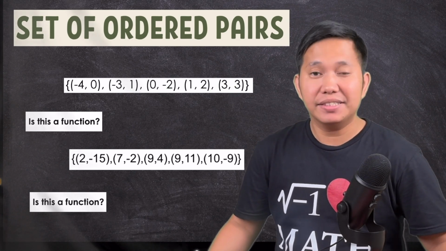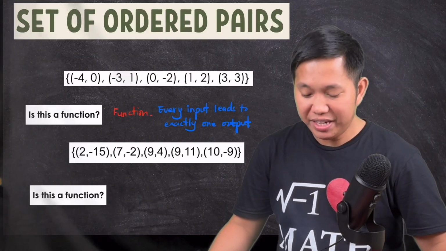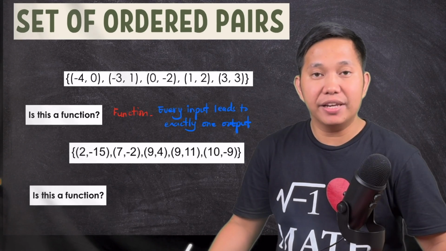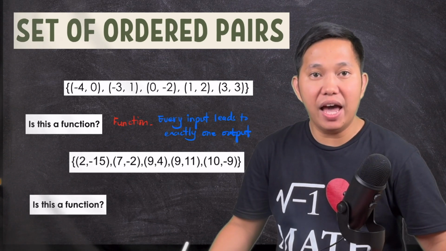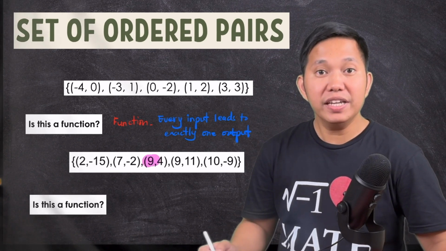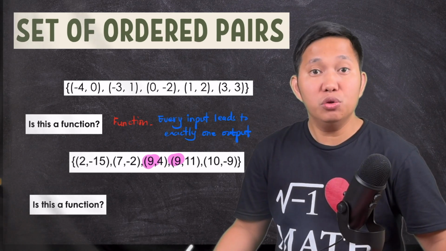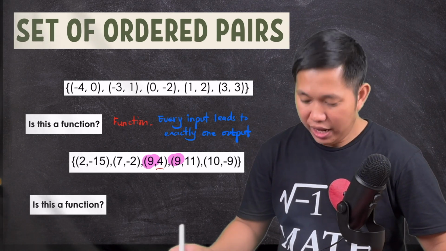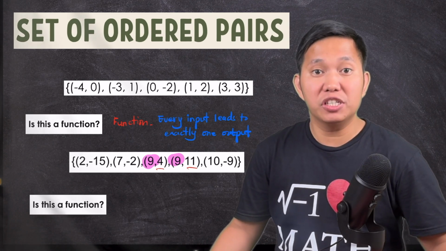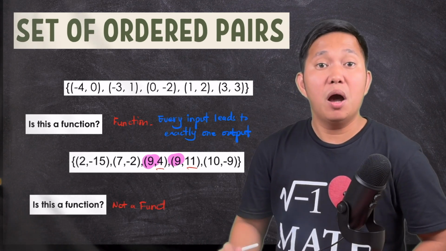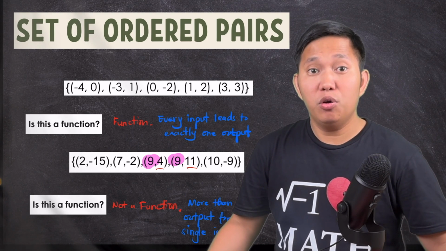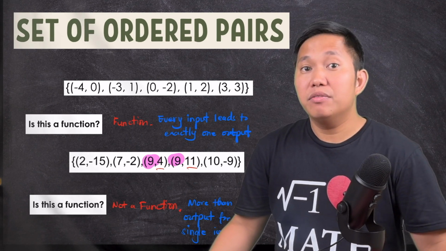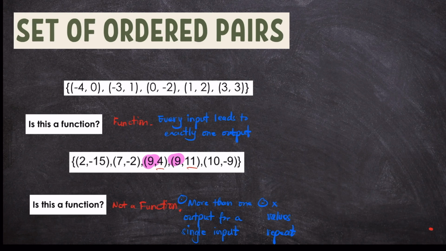How about the set containing the ordered pairs (2, -15), (7, -2), (9, 4), (9, 11), (10, -9)? Is this a function? We can see that the input 9 has 2 different outputs, 4 and 11. Hence, this relation is not a function, since there is more than one output for the input 9. Using this example, we can also use the idea that since there are repeated x values with different y values, then this relation is not a function.